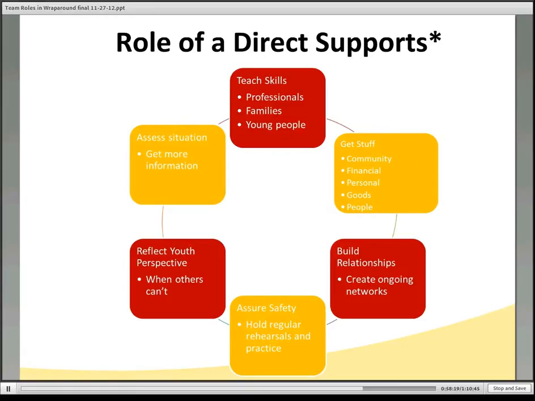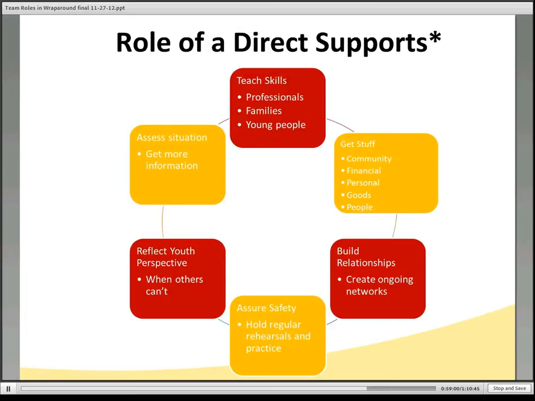Oftentimes kids with big behaviors have a real reputation that precedes them. I know in many of the counties I worked in, there's always a few kids that everyone seems to know their name. And one of the things that's the beauty of having a direct support involved is that they can really help change that reputation. They can provide a new image for the child or maybe the family in the eyes of the community. And really by partnering with them, getting out, maybe attending Little League games, even hanging out at the mall. I mean, there's lots of ways that this role can contribute to the wraparound process.